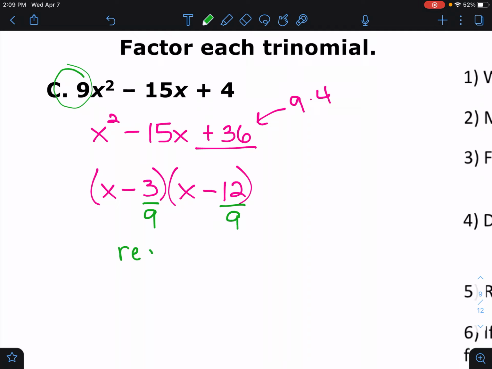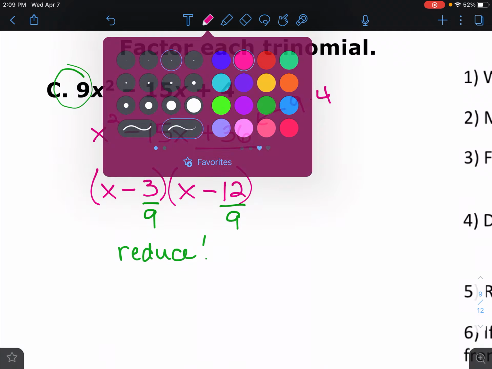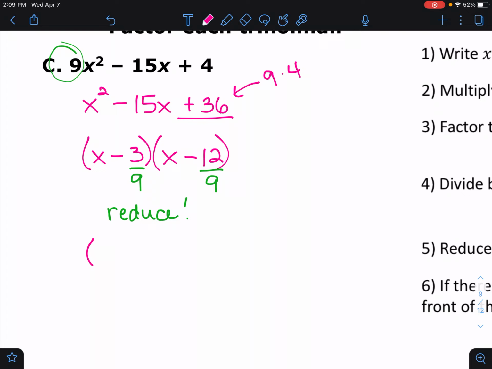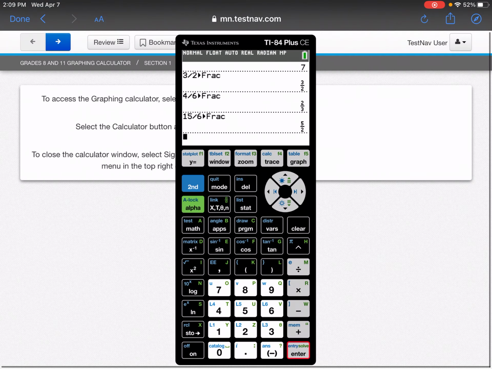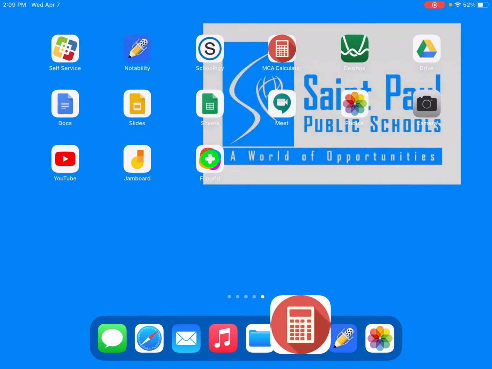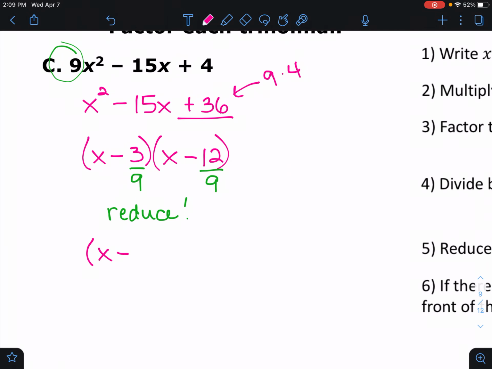Okay, and then we're going to reduce the fractions. All right. I've got negative 3/9, so I'm just going to go 3/9. 3 divided by 9, math, I get 1/3. Okay, so this would be x minus 1/3. And then this one would be 12 divided by 9. Reduce that. You can use your calculator. Again, if you need to, you'll get 4/3.